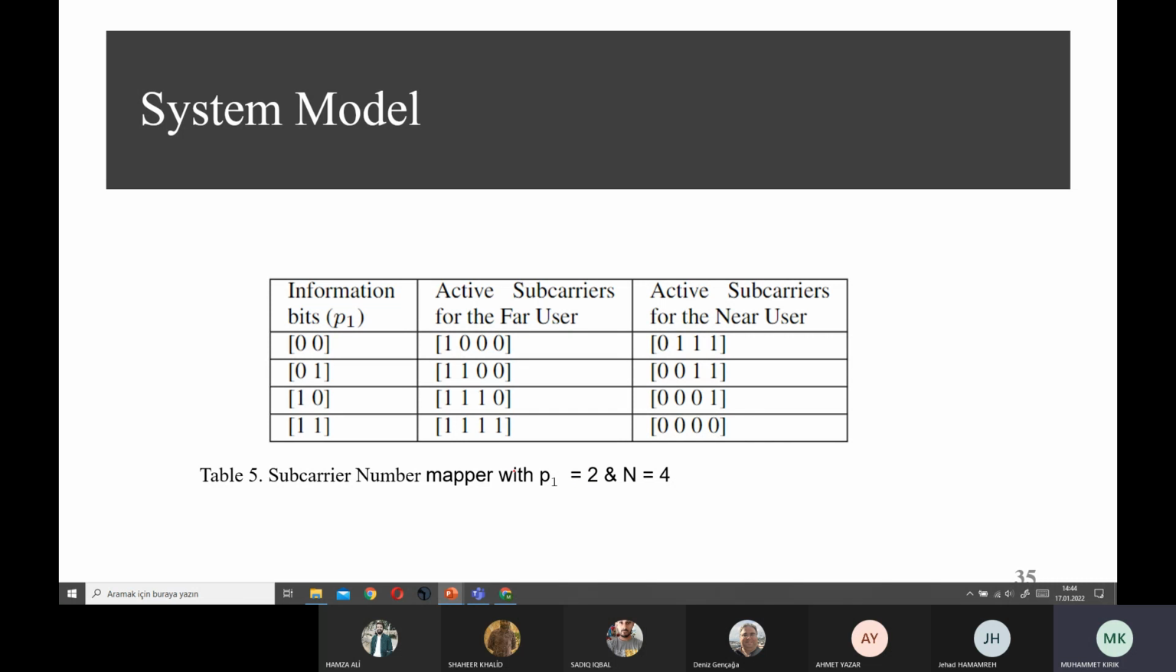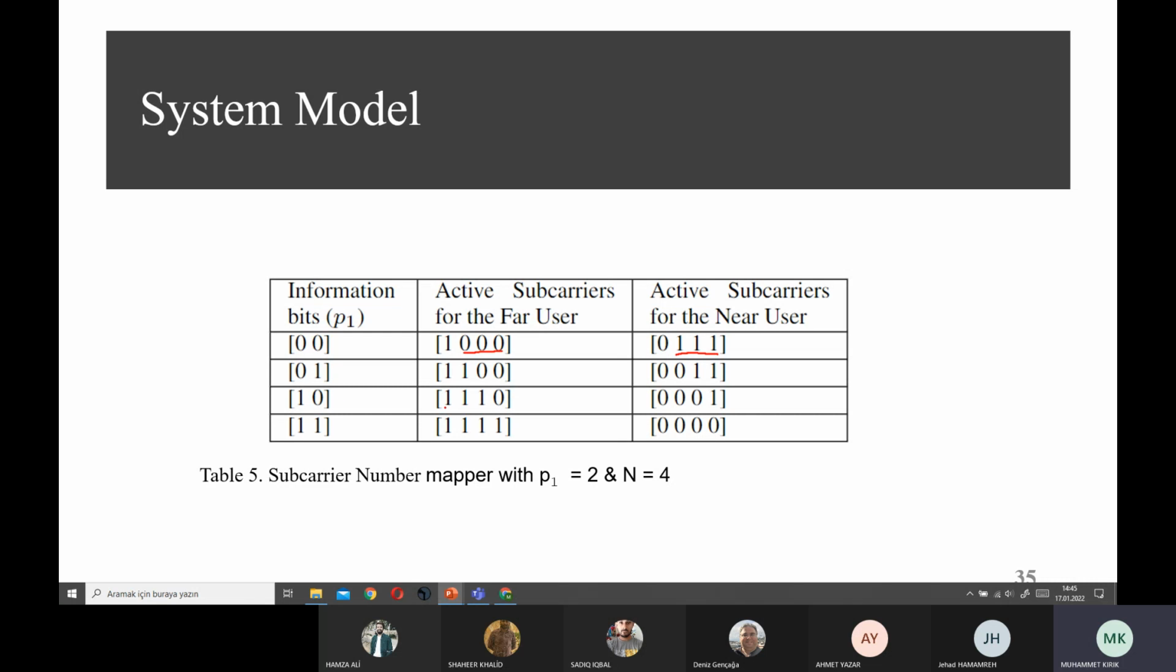So if we look at this table, it's a similar procedure as the antenna number modulation. When we have the 0, 0, we are activating only one subcarrier for the far user. And the remaining 3 subcarriers are closed for the far user. But for the near user, we can actually make use of them. So we are activating them for the transmission of the near user's data. Similarly, for the 0, 1, we are activating 2 subcarriers, and the remaining 2 subcarriers are exploited for the transmission of the near user's data.